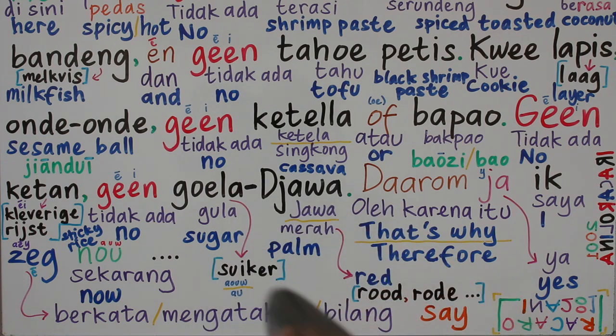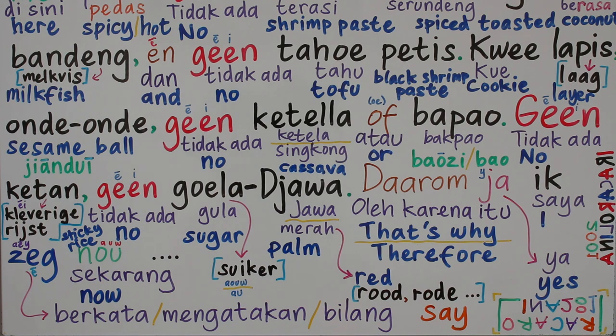sugar. In Dutch is suiker in daily conversation, but it should be suiker. Yeah, in daily conversation suiker, but it should be suiker. The Indonesian one is gula.